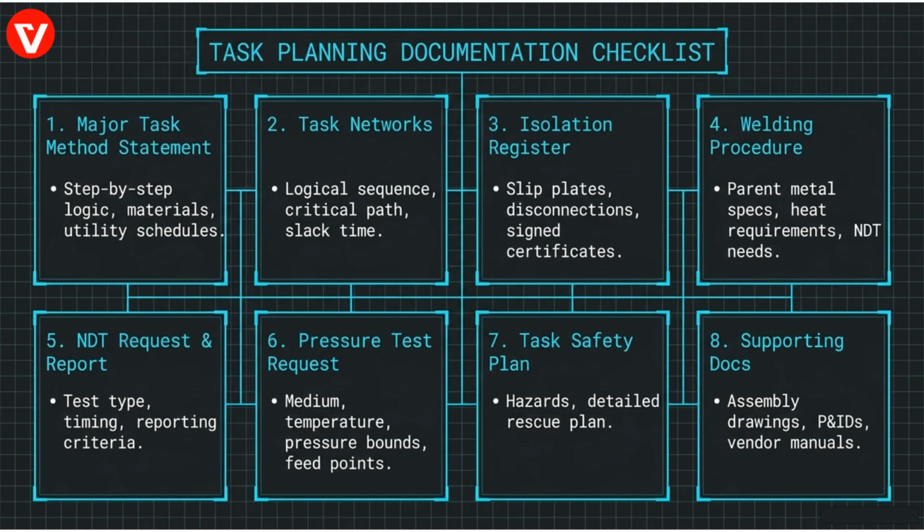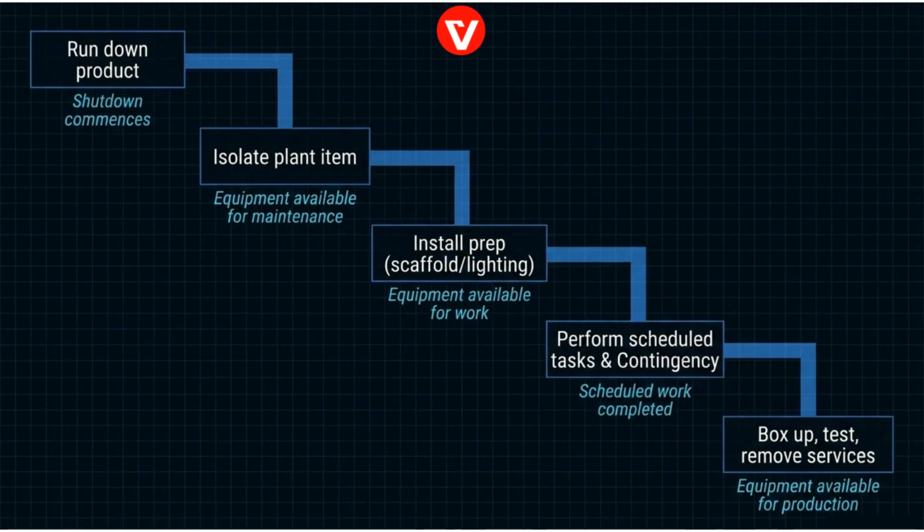The task planning documentation checklist creates a quality trail and ensures single-point responsibility. Key documents include task method statements, task networks, isolation registers, and a detailed task safety plan. The typical job sequence involves running down the product, isolating the plant, installing preparations, performing tasks, and finally boxing up and testing. Visualizing these natural job steps helps expose obstacles and avoid time lost in the white space between handovers.